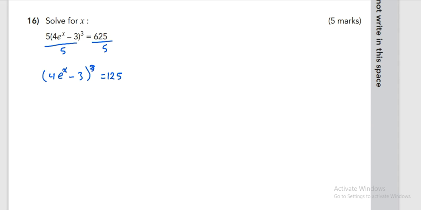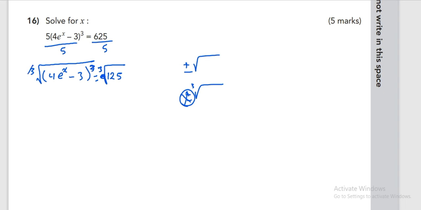Then we have a bracket with power 3, so we'll take the cube root for both sides. Here you have to pay attention. With a square root we have to put positive or negative, but with a cube root we don't have to put positive or negative. This is only done with a square root, not with a cube root. So don't forget this point. If you are taking a square root, you have to put positive and negative. With a cube root, we don't have to, because it will be only one value.